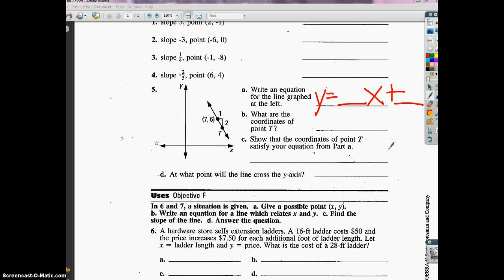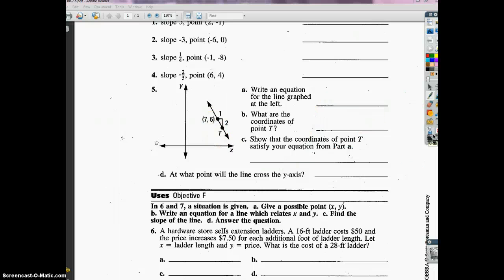What are the coordinates of point T? So your slope, so if you went over 1, down 2, what is that going to change to? Show that the coordinates of point T satisfy your equation from point A. So you are going to replace whatever this is and put them in for here to make them true. Okay, so if this was 1, this was 2, you would say 2 equals whatever you found for slope times the 1 plus whatever you found for b. You will notice that this will be true. If it's not, then you did something wrong.